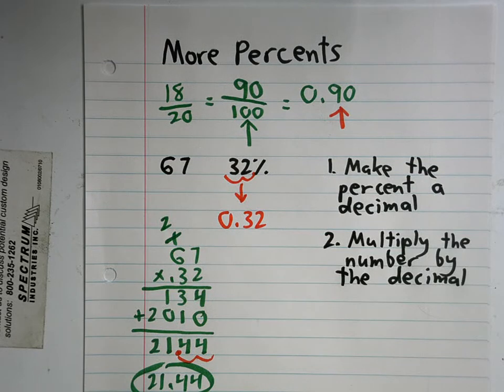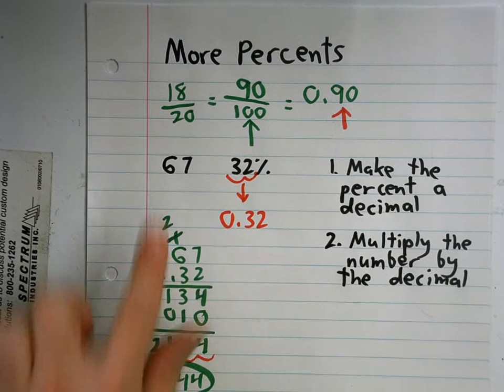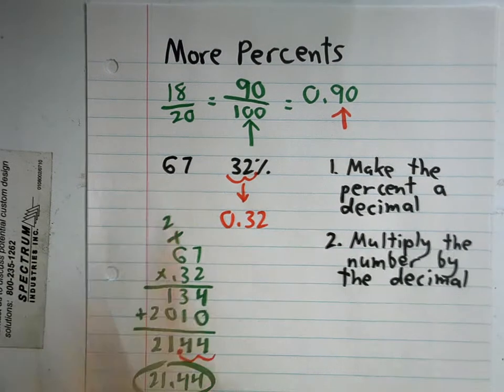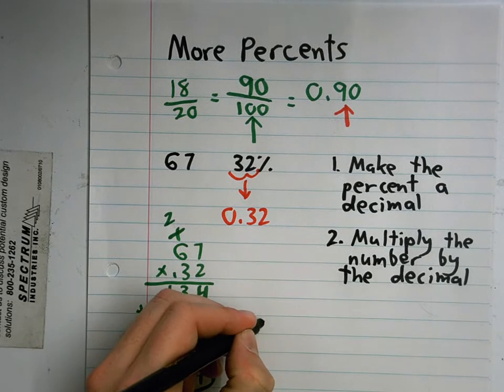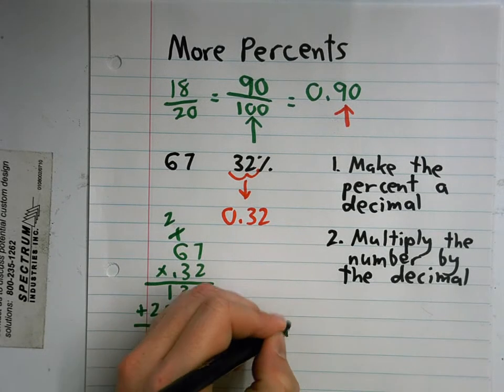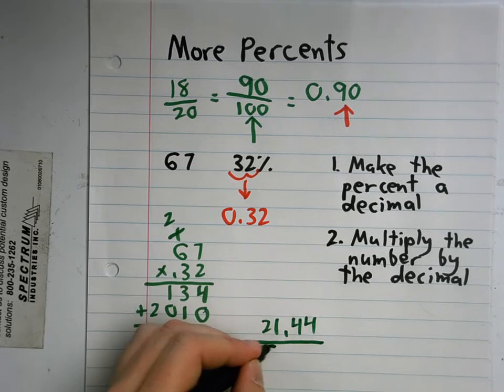Now one thing I can do is I'm going to see I have 21.44 out of 67. I can set that up as a ratio, or 2 ratios. Okay, I'm going to go 21.44 over 67.